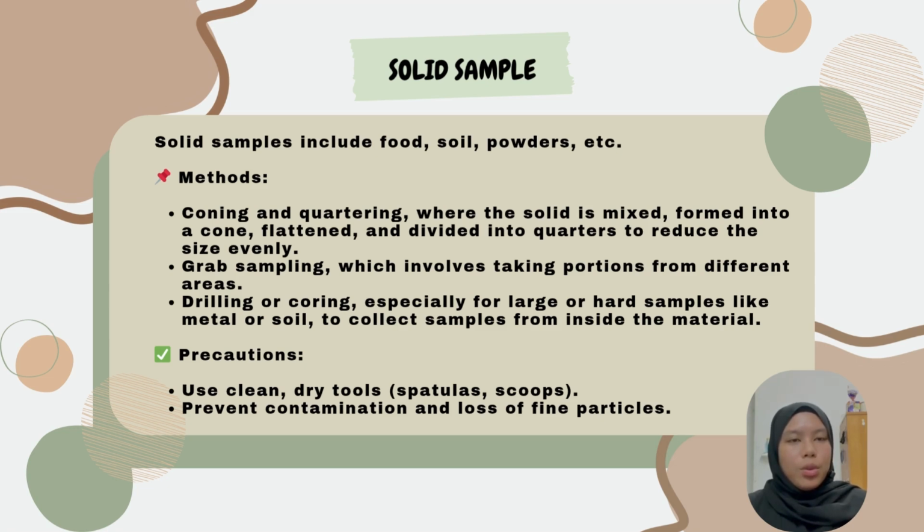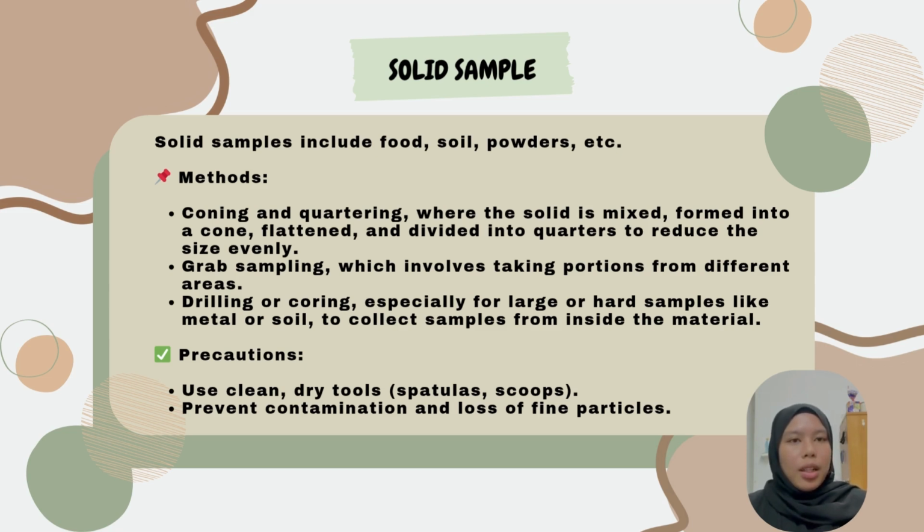The methods that we use in this sampling technique, the first one is coning and quartering, where the solid is ground and mixed and then formed into a cone. The cone will be flattened and divided into quarters to reduce the size of the sample evenly. The second method is grab sampling, which involves taking a small portion of sample from different areas or spots from the solid bulk.